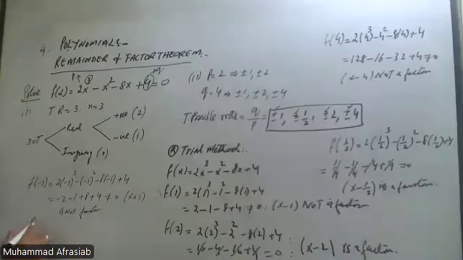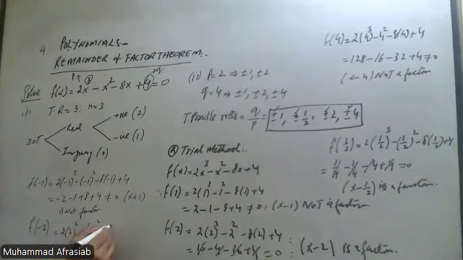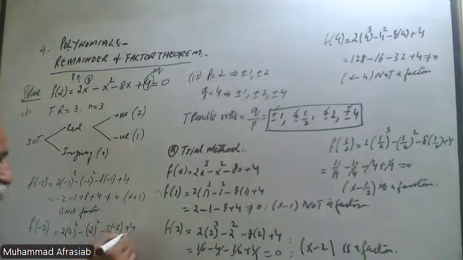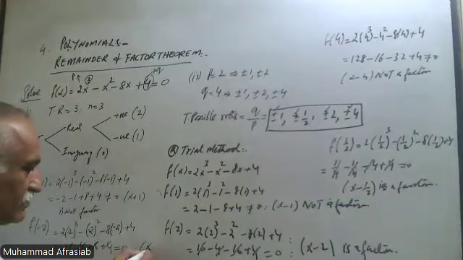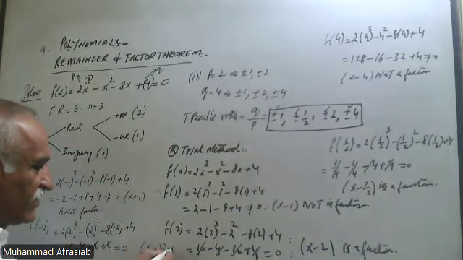Then you try f of minus 2. So 2 into minus 2 cube minus minus 2 square minus 8 into minus 2 and plus 4, which is equal to minus 16 minus 4 plus 16 plus 4. This and this cancel out, this and this cancel out, it is equal to 0. So x plus 2 is a factor.